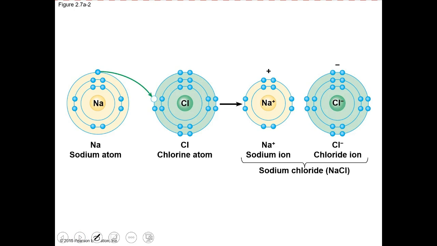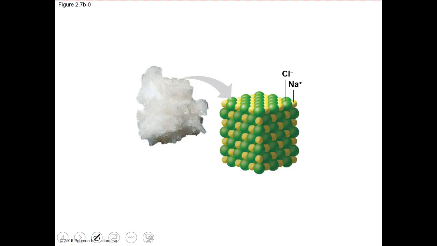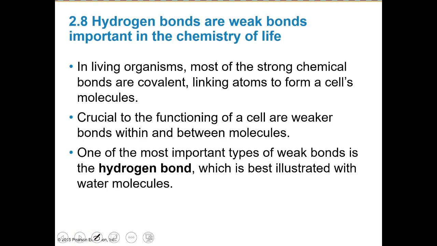So, well, I don't need that little extra. And the chlorine's going to be happy to take it, and that bonds them together. It's not as strong a bond as the sharing type, but it works. And these guys form this lattice structure where it's one after another, with the positives and negatives toward each other.